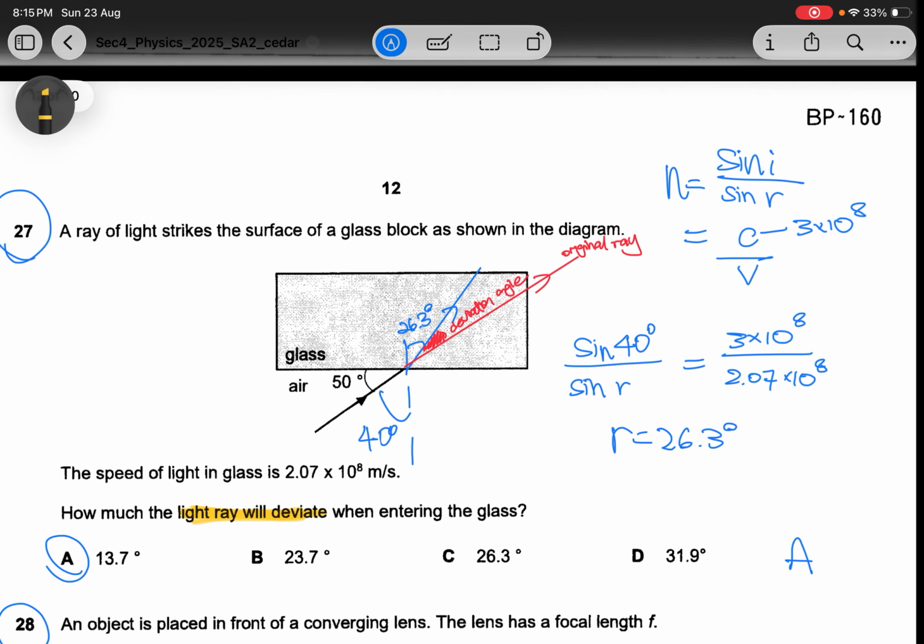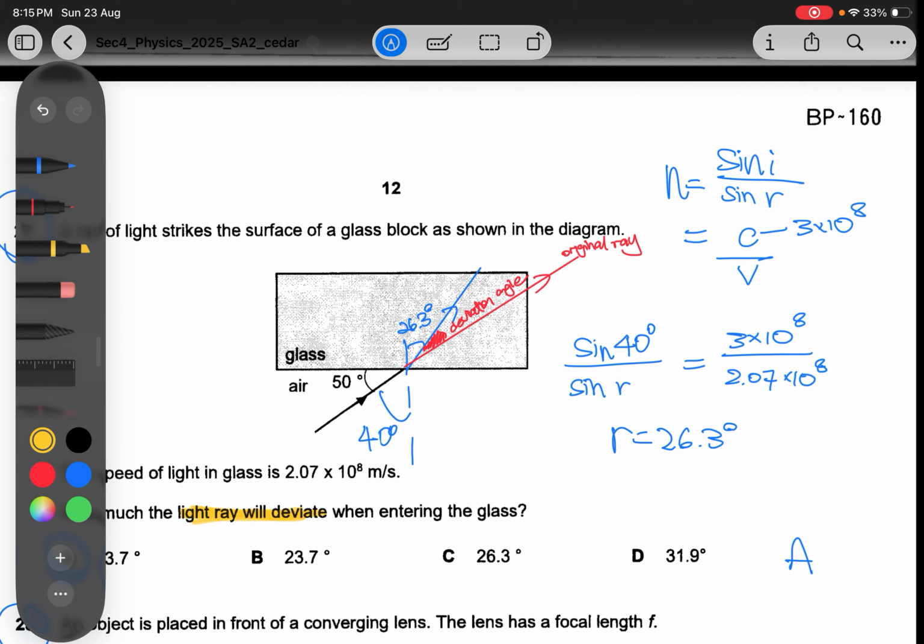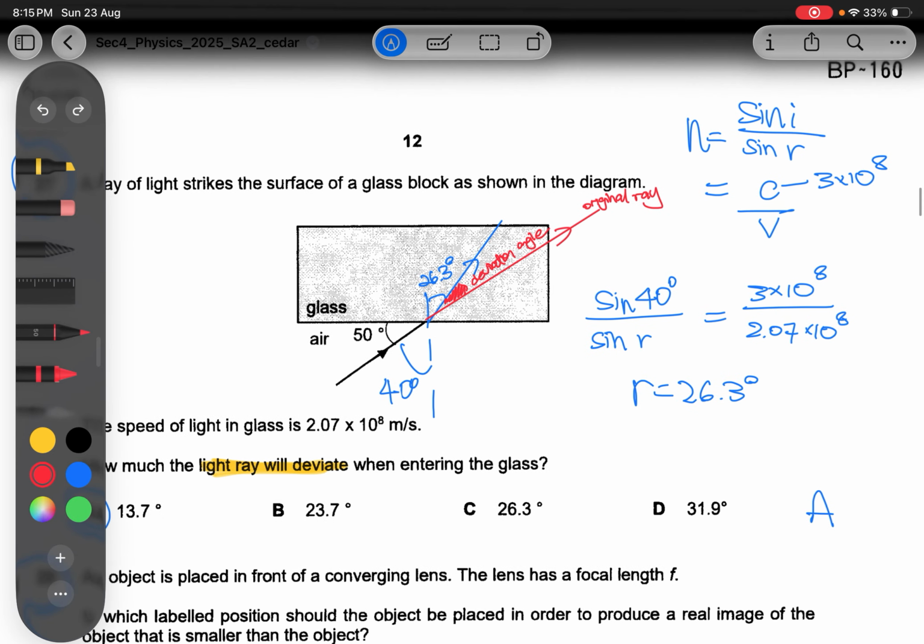One thing to take note: your angle of incidence is always measured from the normal. So please go and draw your normal. You'll notice that it's 40 degrees. If you do the calculation right, you should get the angle of refraction that will be 26.3 over here. But is that the final answer? No, it's not the final answer.